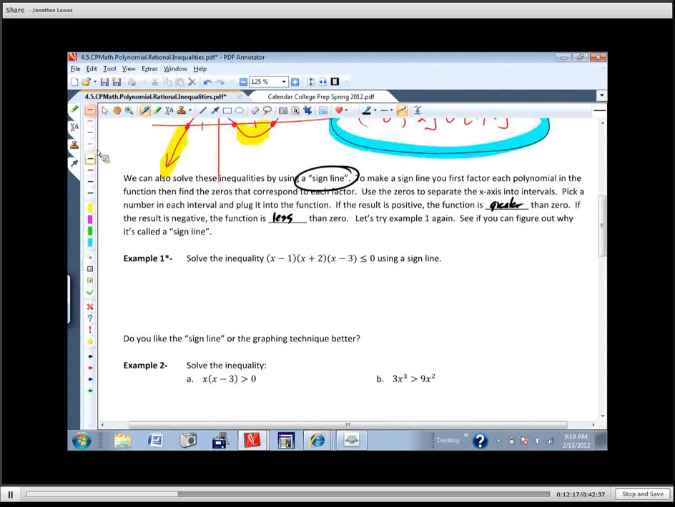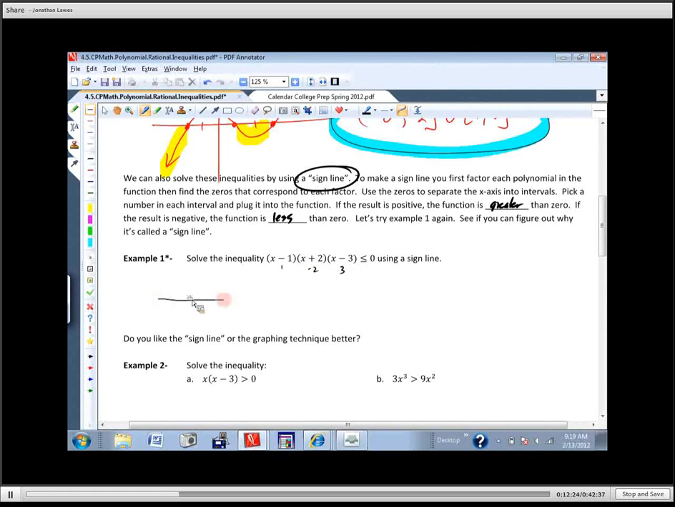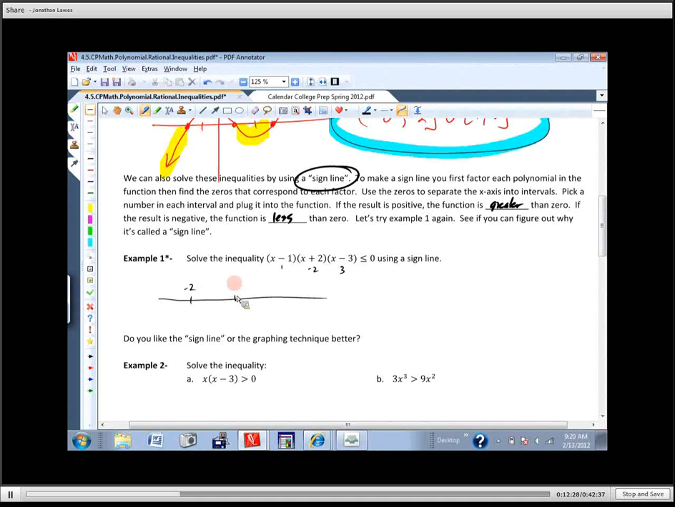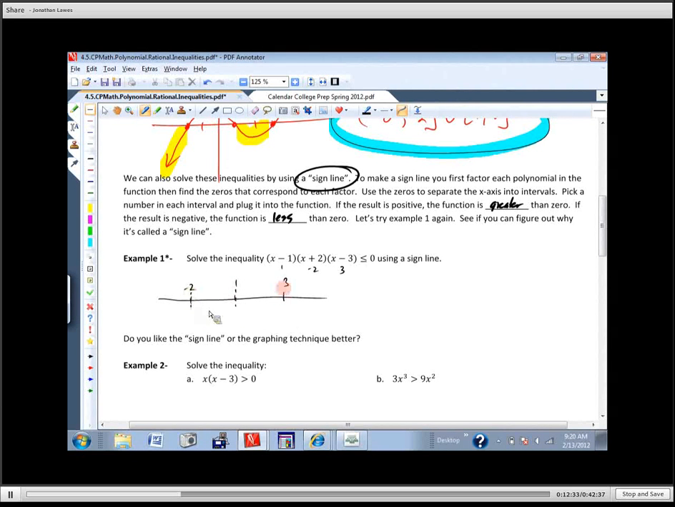We're going to find the x-intercepts for each one of these. Remember, this is a 1, this is a negative 2, and this is a 3. So here's negative 2, here's 1, and here's 3. So this divides the x-axis into 1, 2, 3, 4 little intervals. And what we're going to do is just pick a point in each one of them.